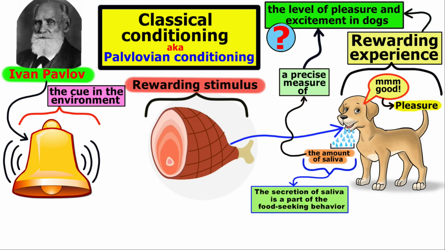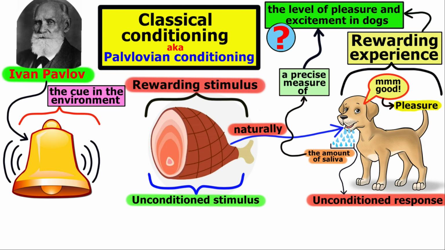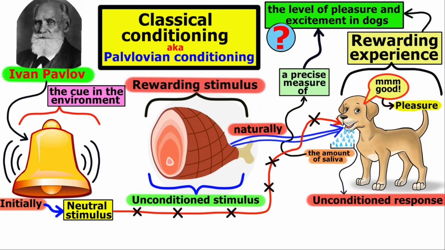The secretion of saliva is a part of the food-seeking behavior. The food is an unconditioned stimulus because it naturally elicits salivation in dogs. So, salivation, in this case, is the unconditioned response to food. After a short period of time, Pavlov rang the bell, then fed the dog again. Initially, the noise of the bell was a neutral stimulus because, on its own, it didn't elicit salivation.